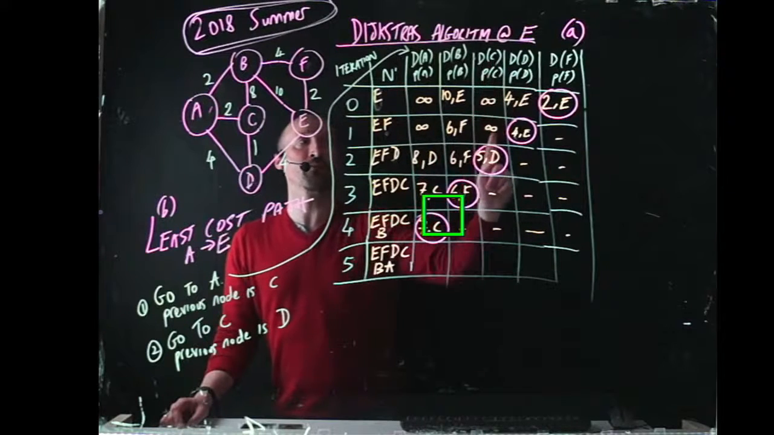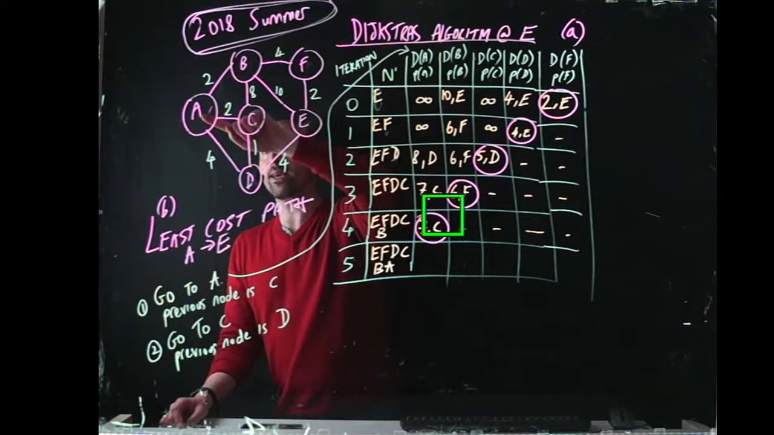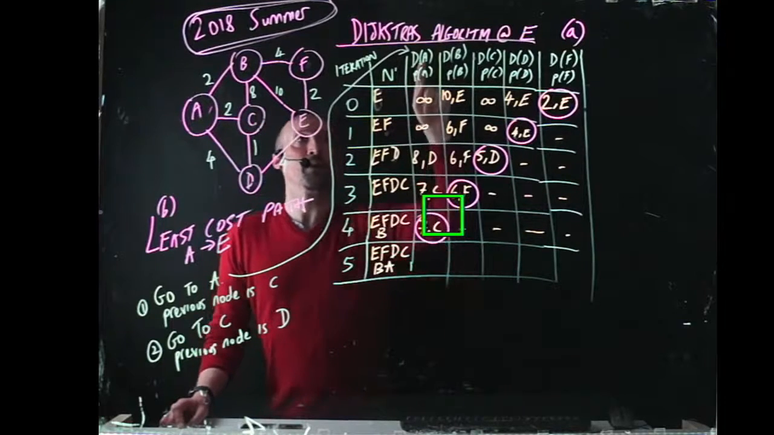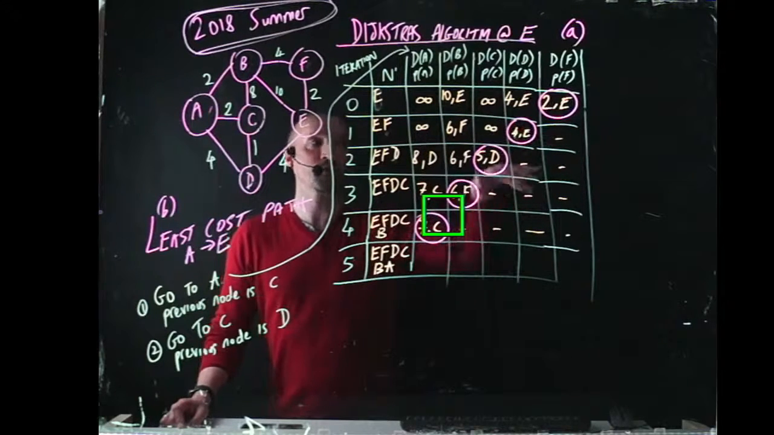What have we got? We've got infinity. Well, 5 definitely beats infinity, so I write down 5. Previous node was D. What about this one over here, A? That's 4 to get to there, plus the 4 again, so that's 8. What about A, infinity? So 8 is definitely better than infinity, so I write down 8, and the previous node was D. And everything else just comes down from the previous row.